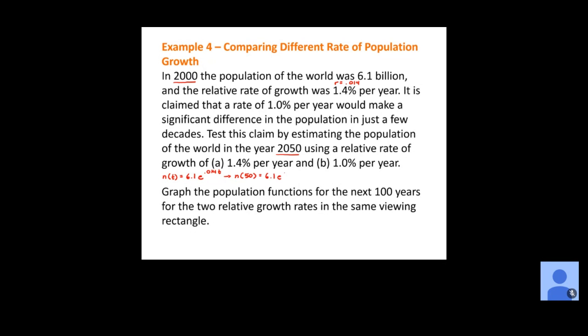So we have 6.1 times e to the 0.014 times 50. And again, I'm just going to go straight to my calculator here and put that in there. So if we do 6.1 times e, 0.014 times 50, that should give us 12.28. And remember, this was in billions now. And this was a population of people on Earth, right? So I'll also include that this was people. Okay, so 12.28 billion people is what we would estimate the population to be in the year 2050 if our growth rate is 1.4%.